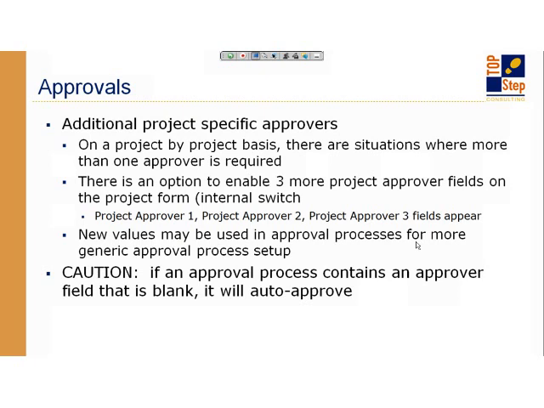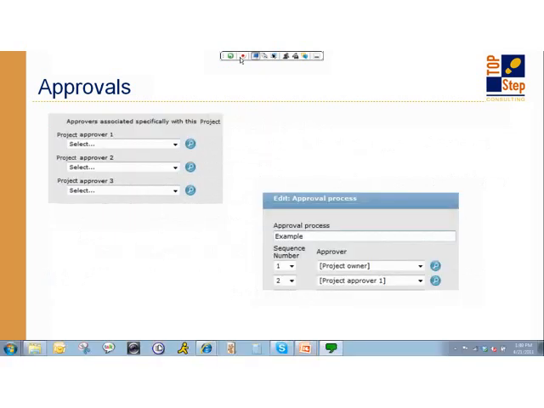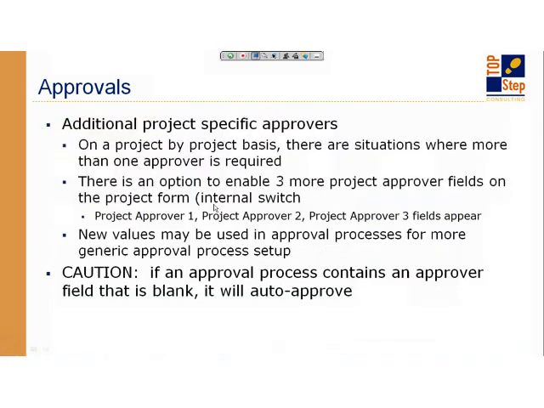What that allows you to do is set multiple project managers on the same project and set up a generic approval process for timesheets. So I want it to be project owner and then project approver 1. Or I want it to go to the project owner and the project approver at the same time, and whoever gets to it gets to it. Okay? So it's a sequence number. So this is an internal switch to activate, and it's activate more project-specific approvers.